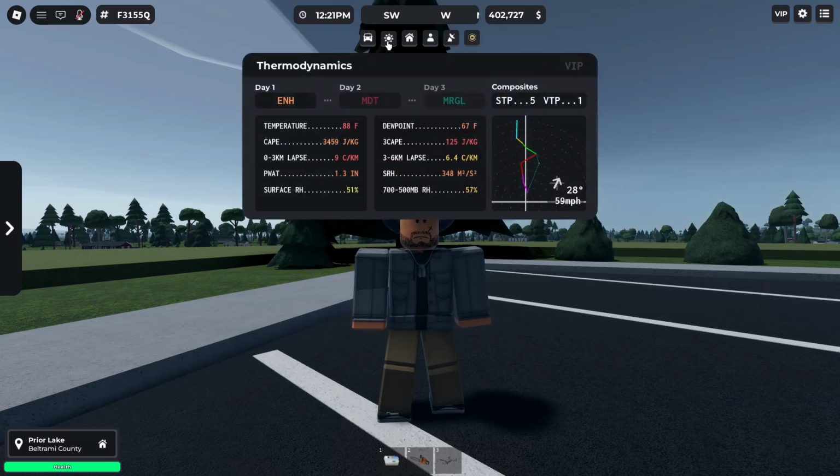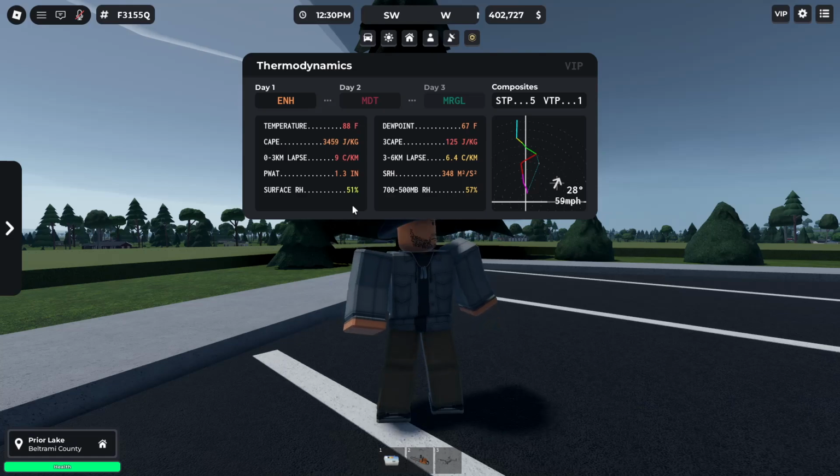But now we got to move on to our relative humidity. So we've got the surface RH, which is the surface relative humidity. It's at 51% right now, and that's a moderate relative humidity there. That's just the humidity in the air near the ground. That's what we feel on a really hot day when it's hot and muggy out and you're just sweating all over. That's what that is. That's the relative humidity acting in those lower levels near the surface.